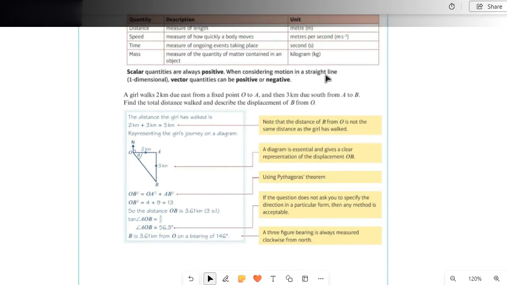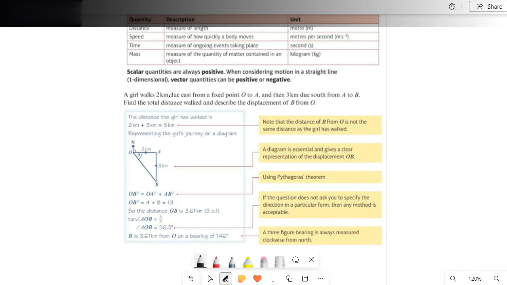When considering motion in a straight line, vector quantities can be positive or negative as discussed previously. Let's look at an example. A girl walks 2 km due east from a fixed point O to A, and then 3 km due south from A to B. Find the total distance walked and describe the displacement of B from O. The total distance will be 2 plus 3, as it is the total distance traveled regardless of the direction. So the distance is 5 kilometers.